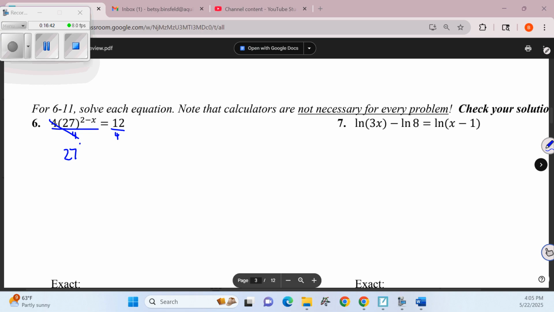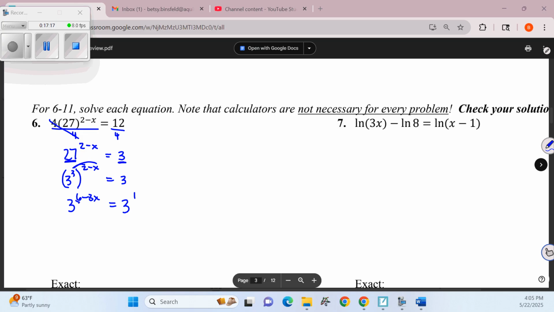So 27 to the 2 minus x is equal to 3. Recognizing that 27 and 3, we could make those bases the same. So that's going to make our job the easiest, to rewrite the 27 as 3 cubed, but it still is raised to the 2 minus x. A power raised to a power, we're going to have to multiply those exponents. So this would be 3 to the 6 minus 3x equals 3 to the, if there's no exponent, there's a 1 there, recall. So 3 to the 6 minus 3x equals 3 to the 1.